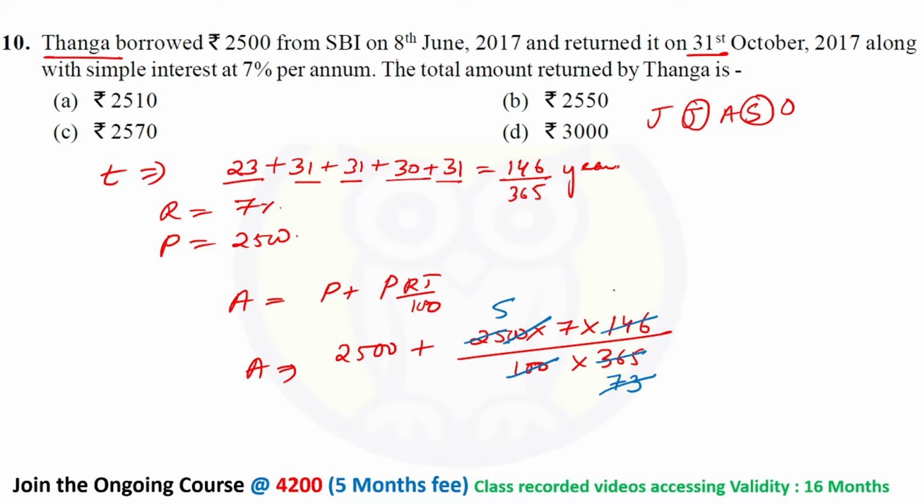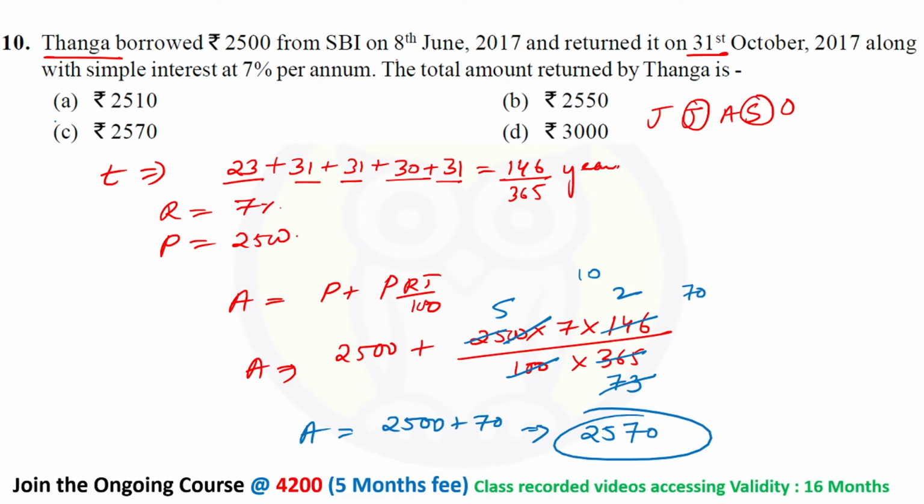73 into 146 gives 2, so we cancel. 5 into 2 is 10, and 10 into 7 is 70. So amount is equal to 2500 plus 70. The total amount will be 2570. So 2570 is the correct answer of this question.